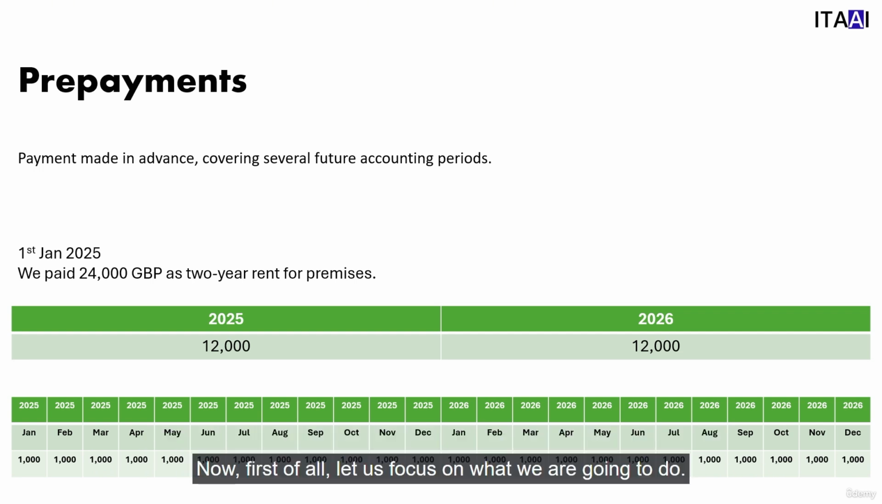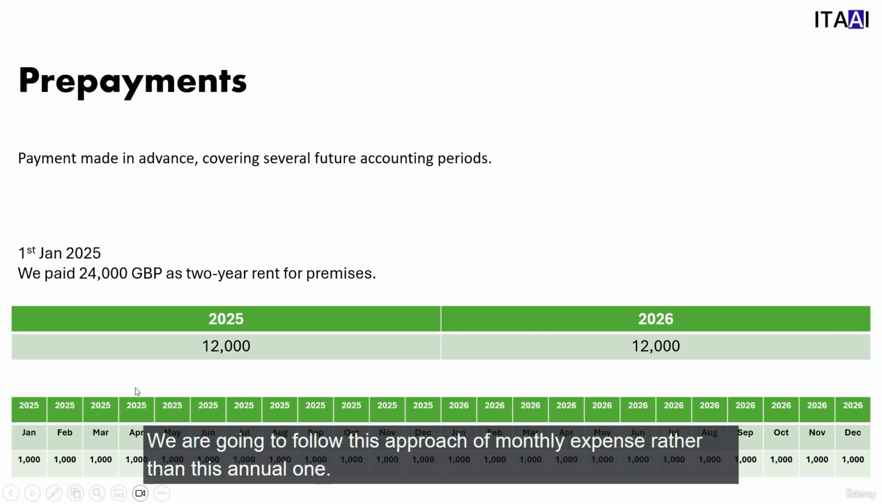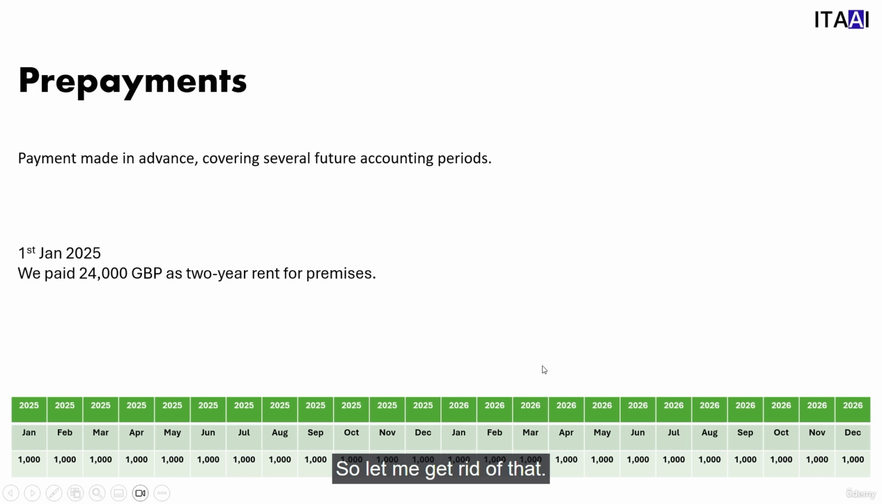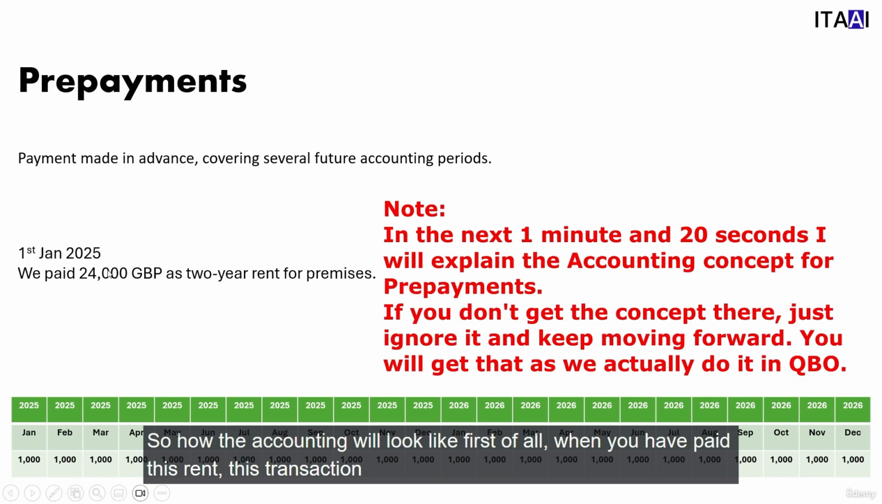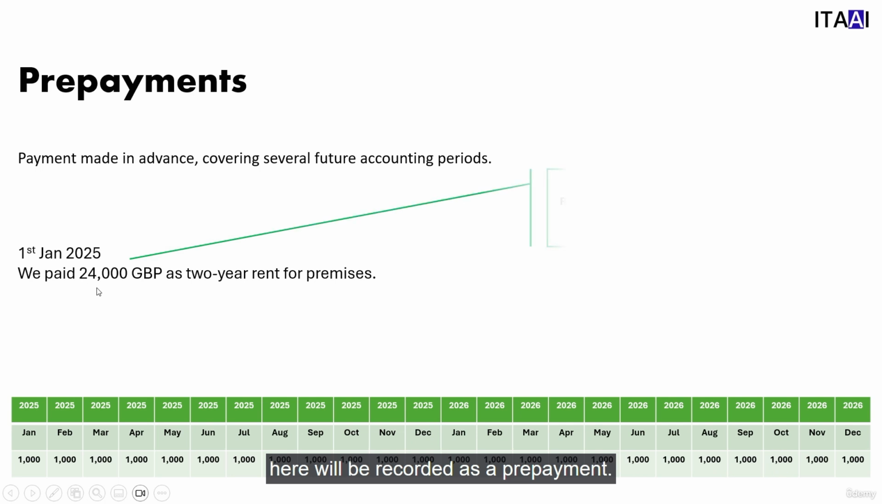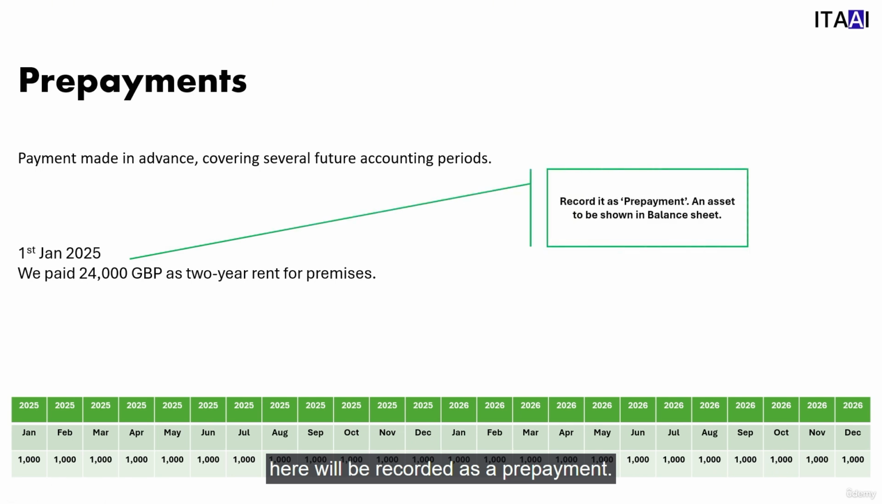Now first of all, let us focus on what we are going to do. We are going to follow this approach of monthly expense rather than this annual one. So let me get rid of that. Let us focus only on this one. So how will the accounting look? First of all, when you have paid this rent, this transaction will be recorded as a prepayment, and this will be an asset shown in the balance sheet.